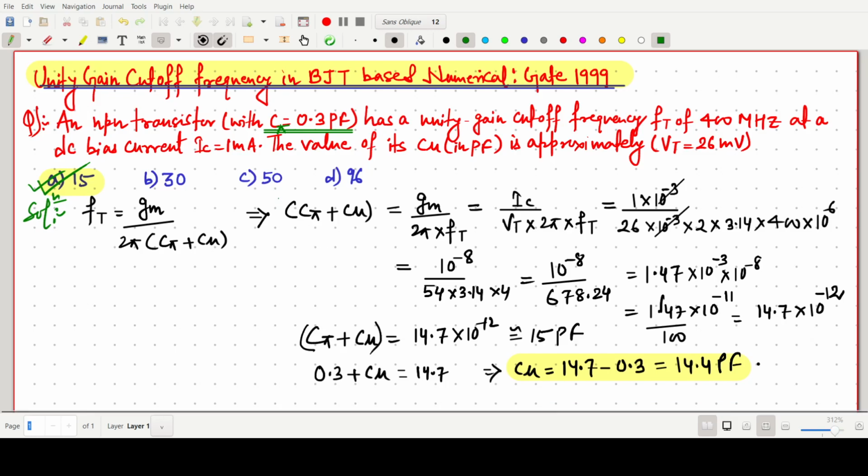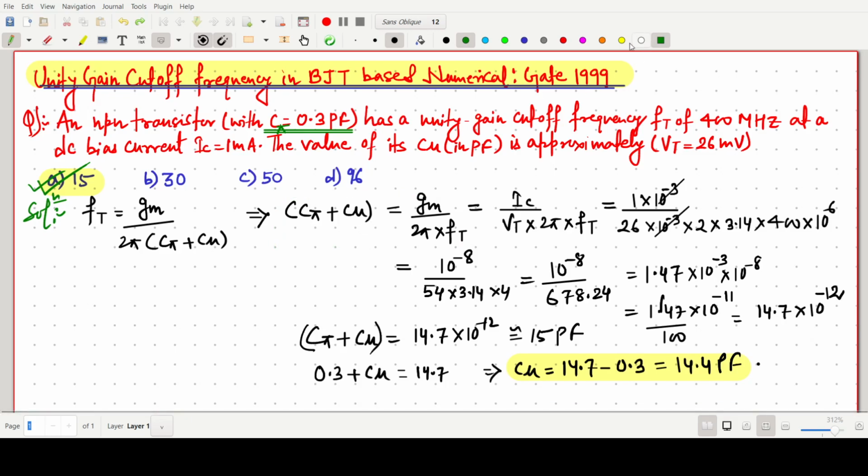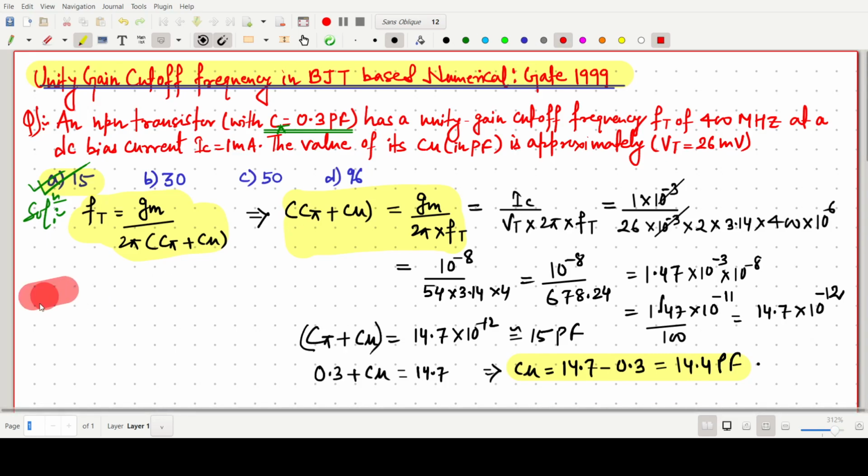So this is the formula, and this is a direct numerical that we can solve using this concept. Using this one or that one, all are the very same thing. Now that we have the answer, we have to go for the theory part.